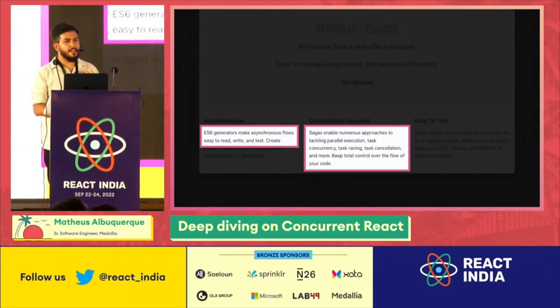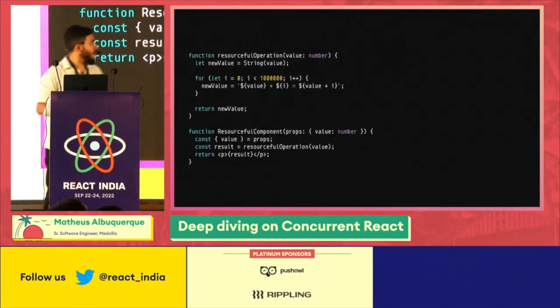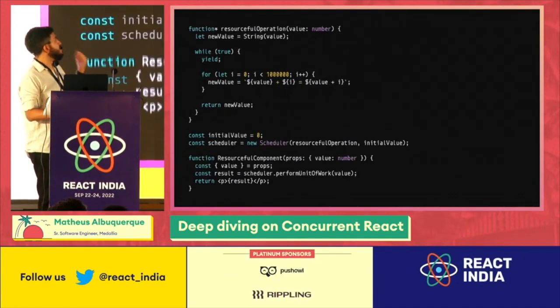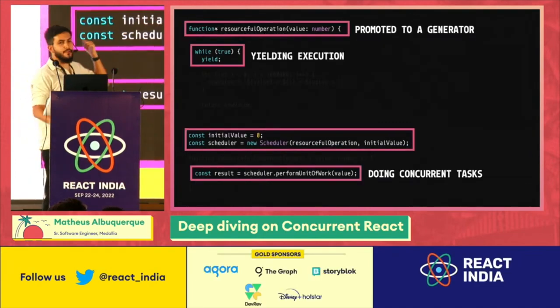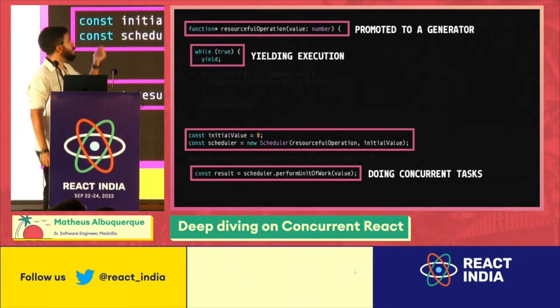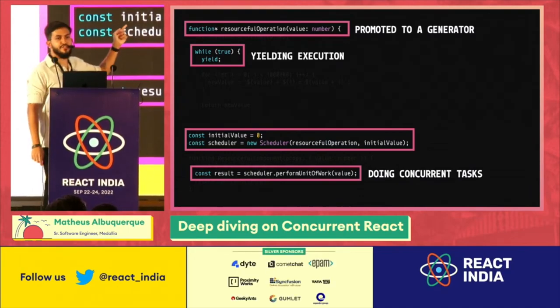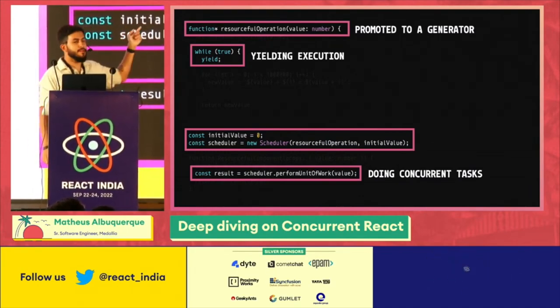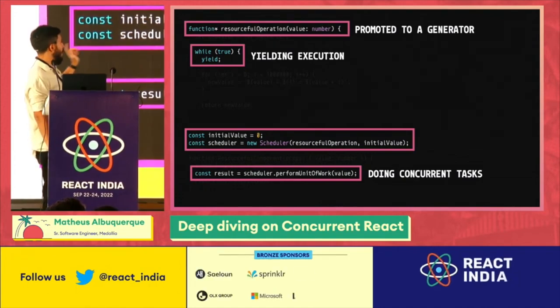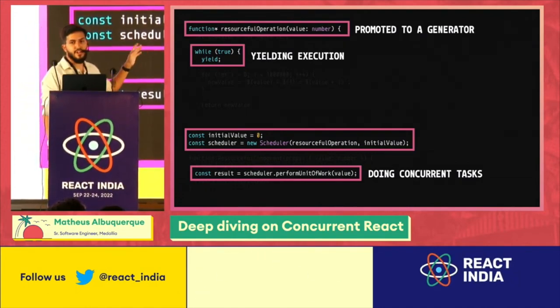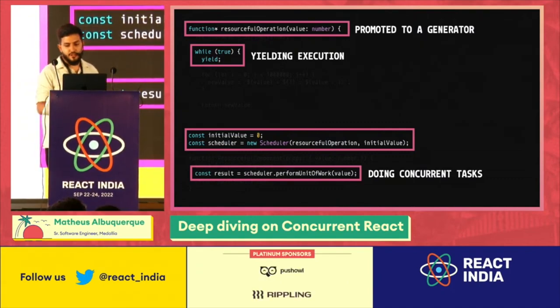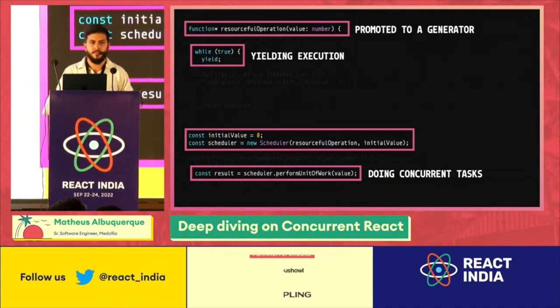Getting some inspiration from Saga, this is the original code we had. Let's change it a bit. What we changed is that now our function is a generator, and we are yielding execution back to the main thread right in the beginning. And we have this scheduler object, and we are doing some concurrent tasks with this scheduler object. We're going to talk about it in a minute.